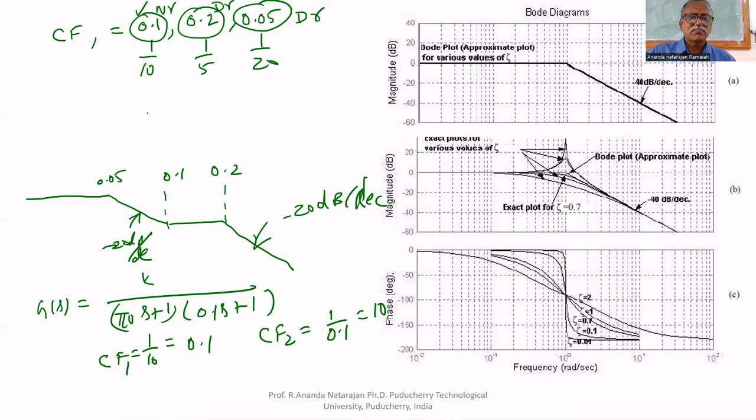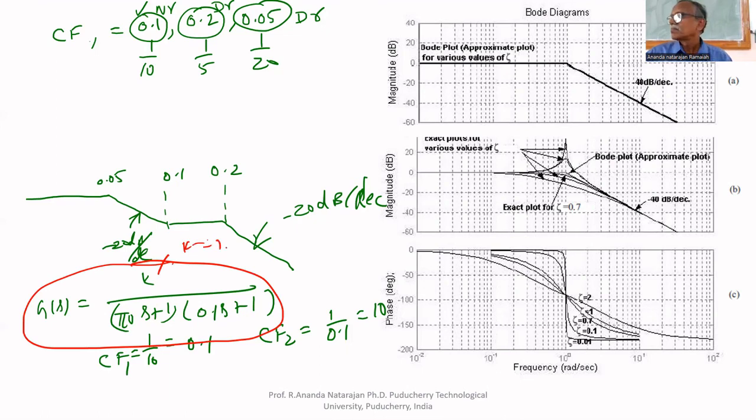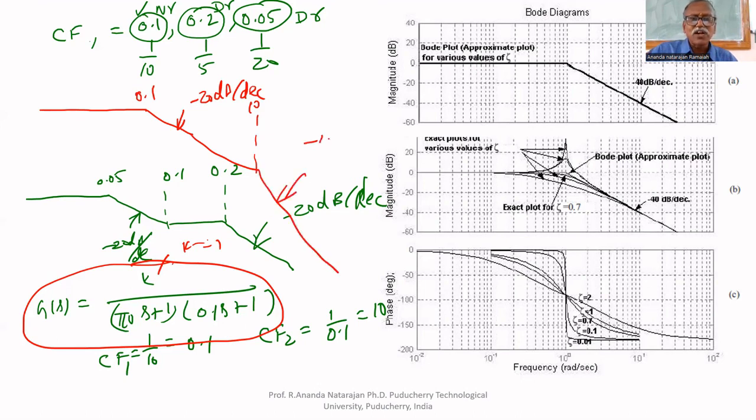So I can draw the Bode plot. Let us draw the Bode plot for this. Let us assume that K equal to 1. Up to 0.1, it is 0. After that, it decreases at the rate of minus 20 dB per decade. This carries up to 10. Up to 10, it decreases at the rate of minus 20 dB per decade. After that, it decreases at minus 40 dB per decade.